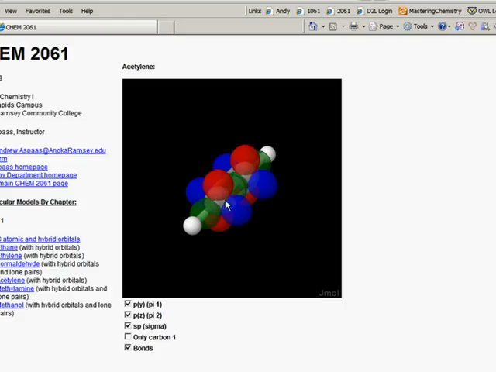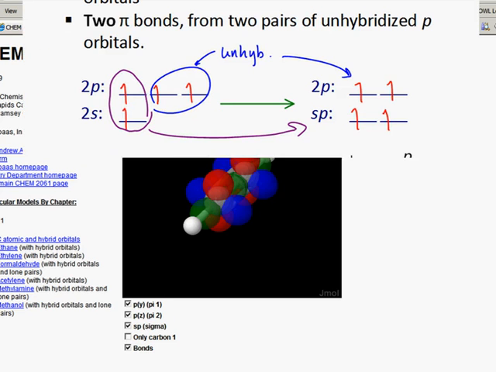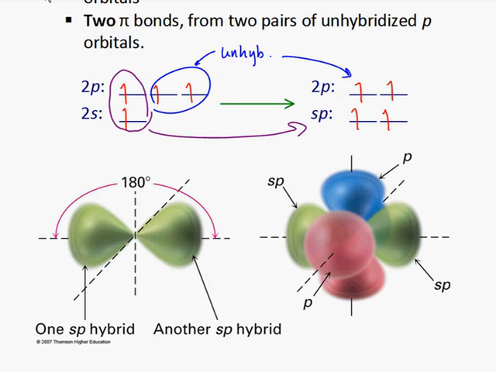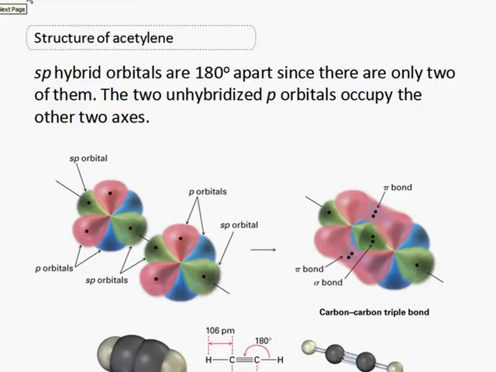So a triple bond consists of a sigma, which goes straight down the middle, a pi that goes above and below, and a pi that goes in front of and in back of. Right? So we always start with the sigma and then add on however many pi's that we need. So let's take a look a little more closely at how that structure works. I said they're 180 degrees apart since there's only 2 of those hybrid orbitals. The 2 unhybridized orbitals occupy the other axes. So right here, we see these sp hybrid orbitals making a sigma bond between the 2 carbons. That's in the middle.